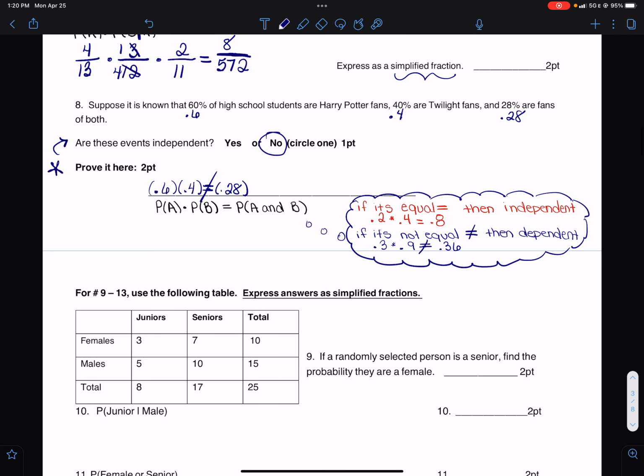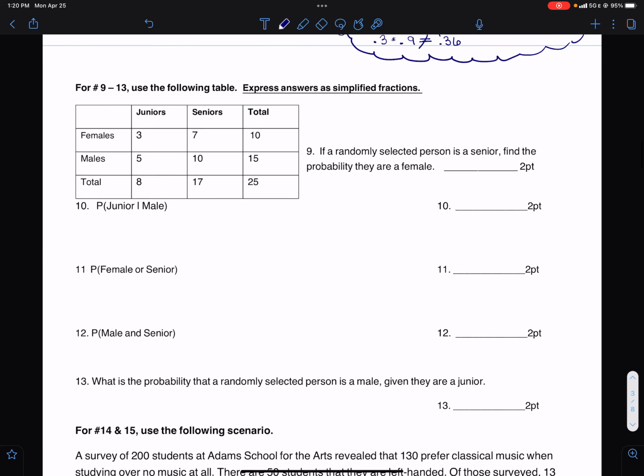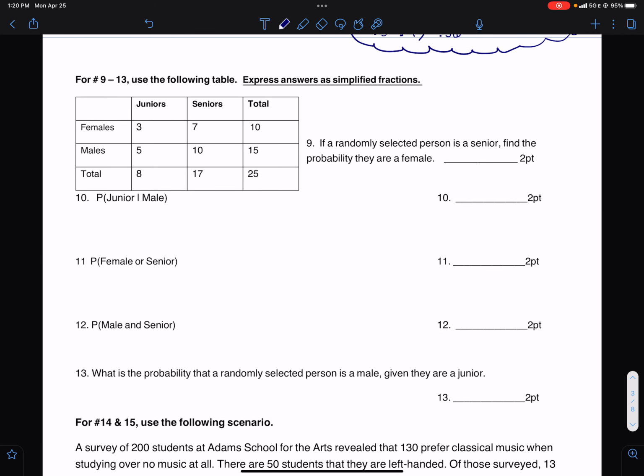All right, going down for number 9 through 13, we are going to do these contingency tables, or I'm sorry, conditional probability tables, and let's build one. Or they already have this first one built for us. So if a randomly selected person is a senior, find the probability that they are female. So this person is a senior. So we are looking at the title of seniors and the senior information only.